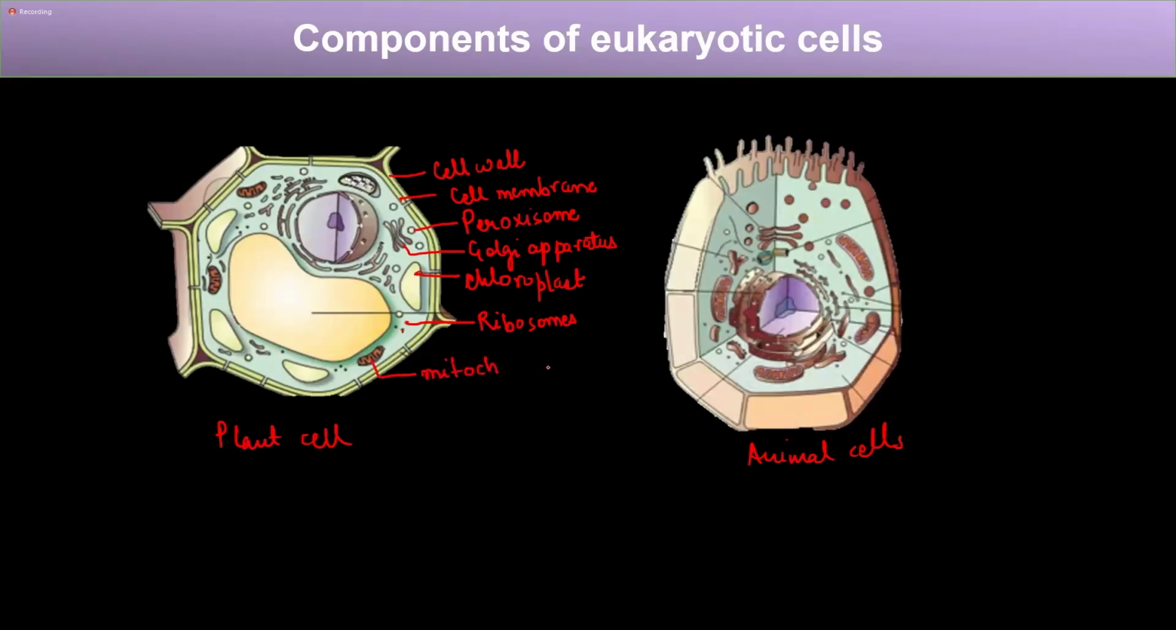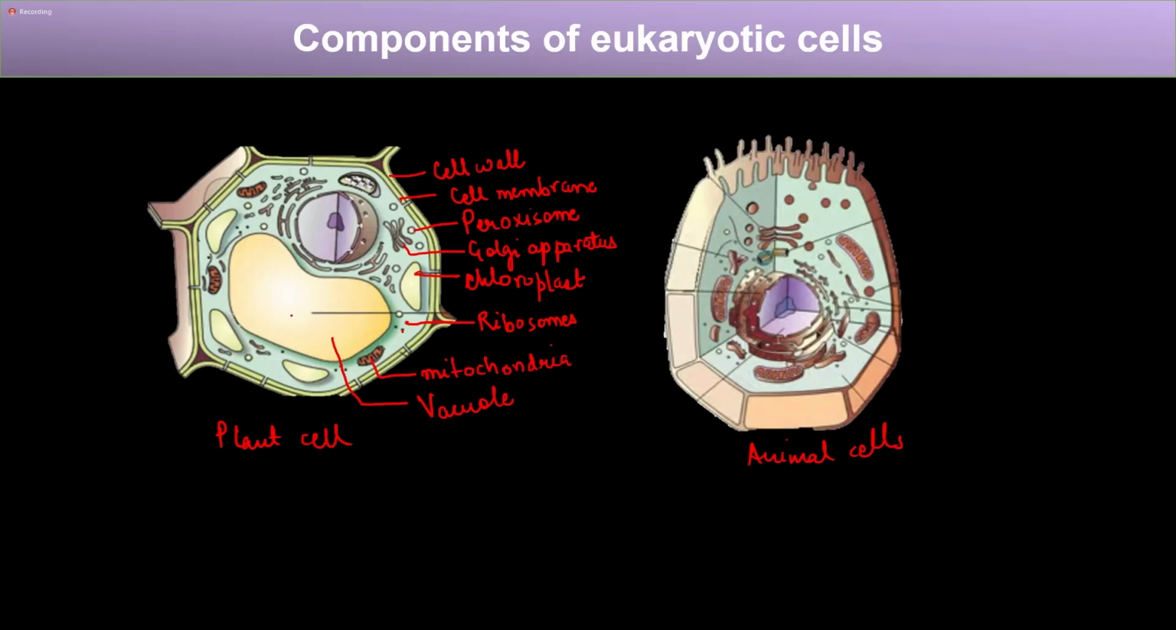The next one is mitochondria. It has this rough structure inside, and this is called mitochondria, which is also known as the powerhouse of the cell. Now, apart from mitochondria, it has a large vacuole. This large structure is called vacuole. That is characteristic of a plant cell.